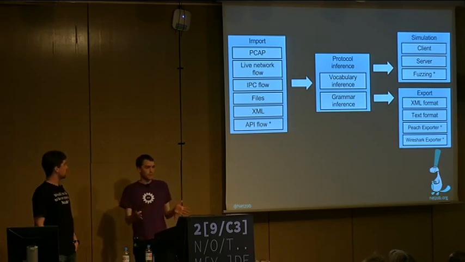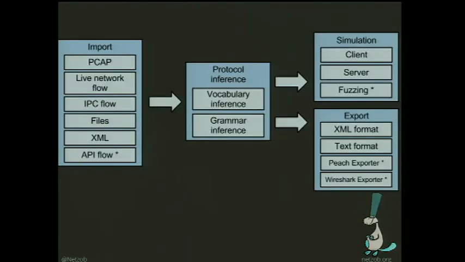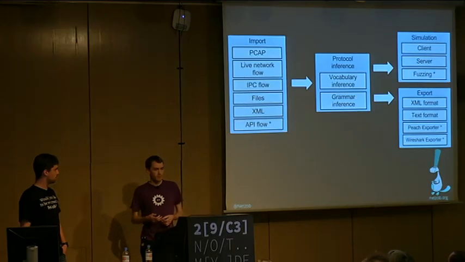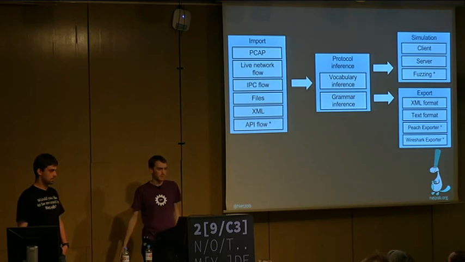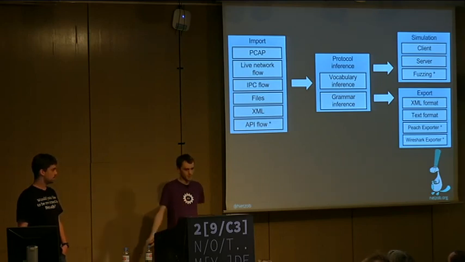You have the heart of NetZob, which is the protocol inference part, both vocabulary inference and grammar inference. And when you understand the protocol, when you have reversed the protocol, you can either simulate and generate traffic, or you can export the protocol to a third-party product. For simulation, you can simulate a client or a server, and you can do fuzzing. Regarding the export component, you can export to an XML text format, and you will be able to export, in a few days because it will be released in a few days, to Peach Fuzzer and to Wireshark or Scapy if you want to dissect some proprietary protocols.